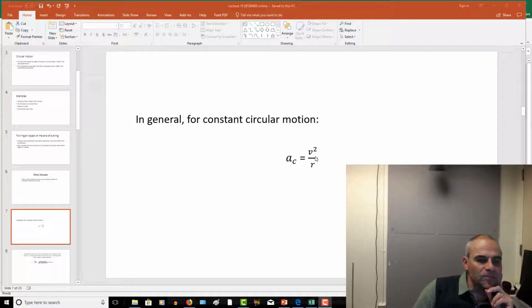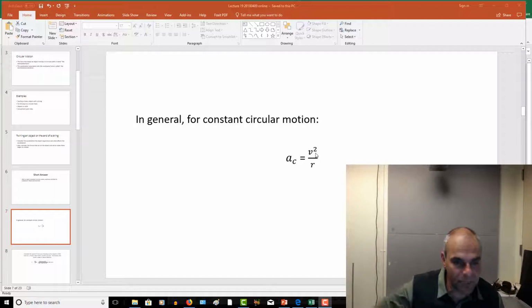Hopefully you came up with an expression for the centripetal acceleration that looks something like this, where you take the speed, square it, and divide by r. Speed squared is meters squared per second squared, divided by r, which is in meters, giving units of meters per second squared for the centripetal acceleration, which is what it should be because it's like any other acceleration.